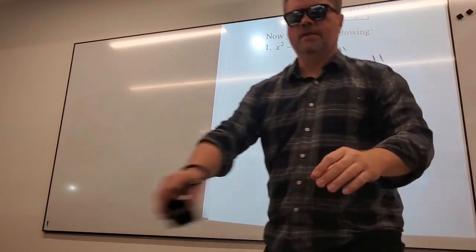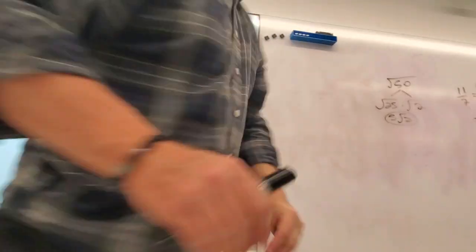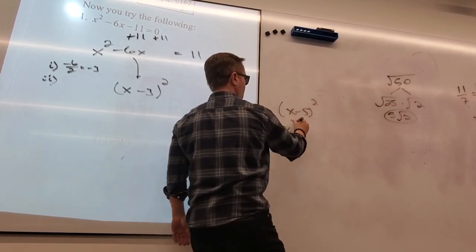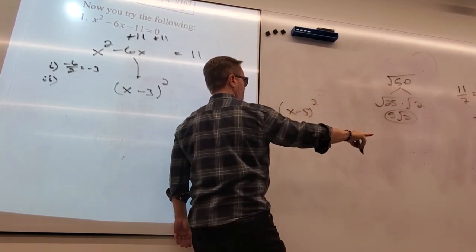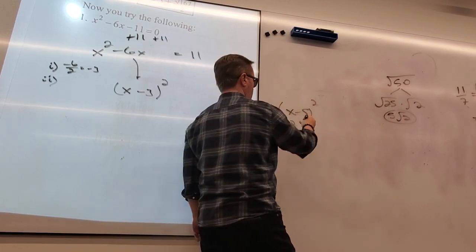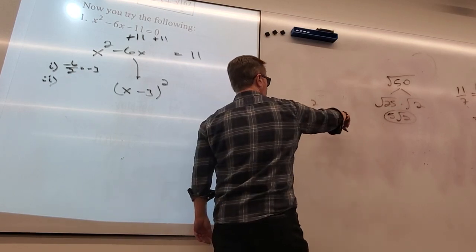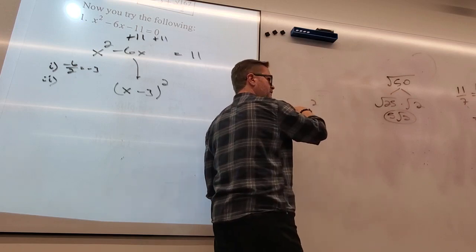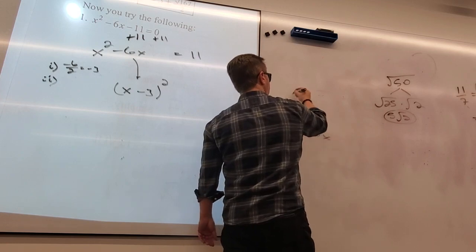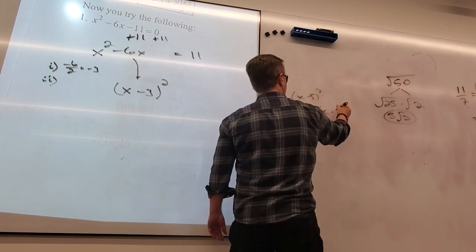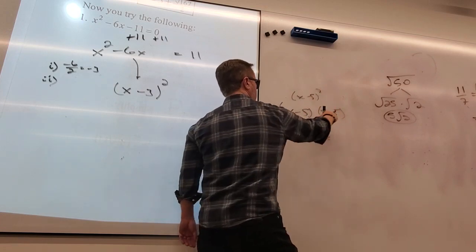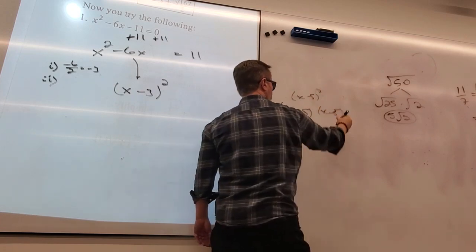Just to remind you guys, if I FOIL this, what do I get? x squared minus 5x plus 5x, minus 5x minus 5x is minus 10x, yes? Let me write this. So we got x minus 5 times x minus 5. x squared, minus 5x minus 5x is minus 10x, plus 25.